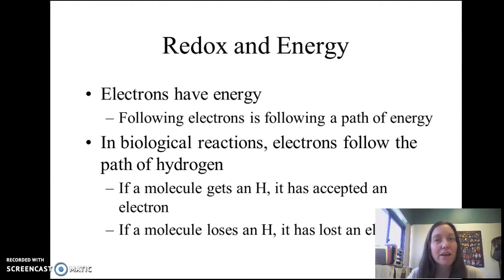Like I said before, electrons and hydrogens go together. So when you see a molecule gaining an H, like in the previous slide, that means it's accepted an electron along with that H for the time being. If a molecule loses an H, it loses an electron.